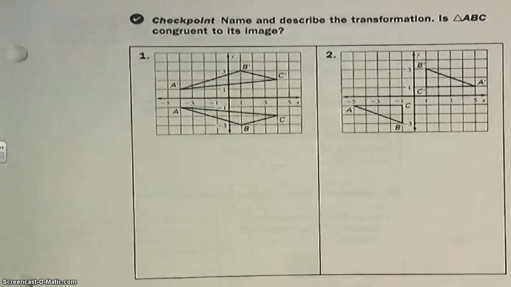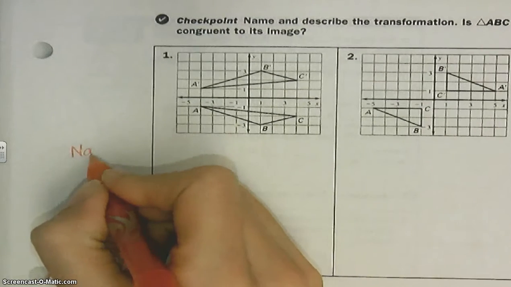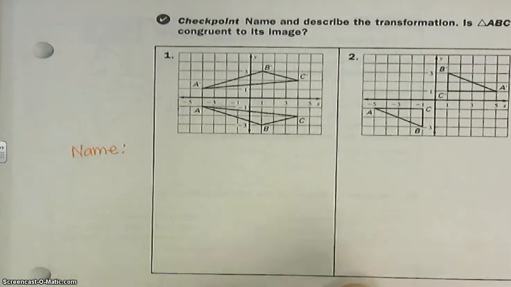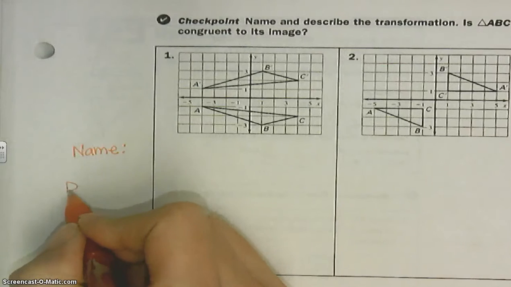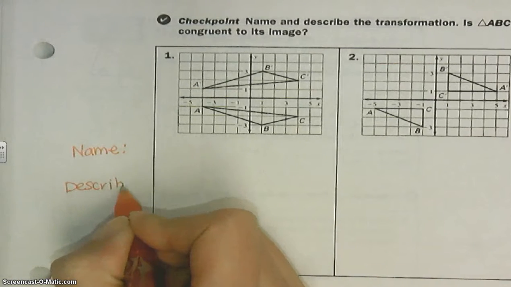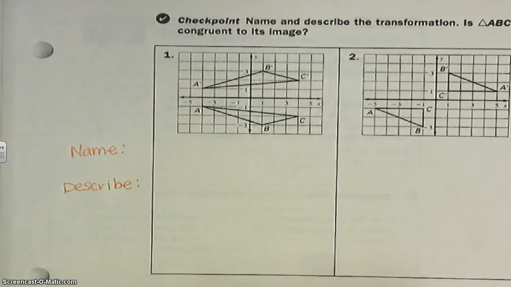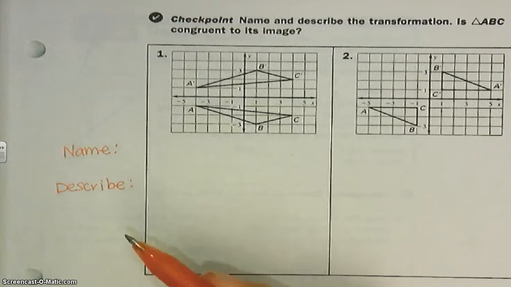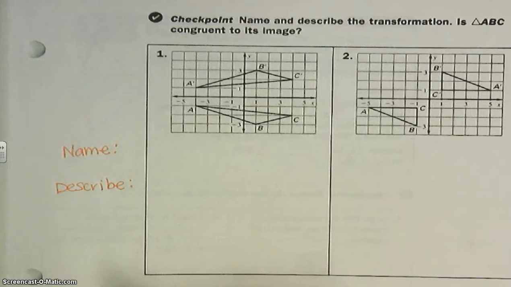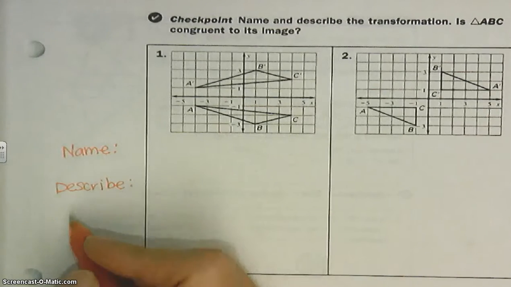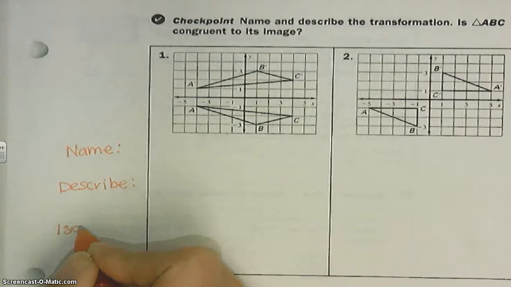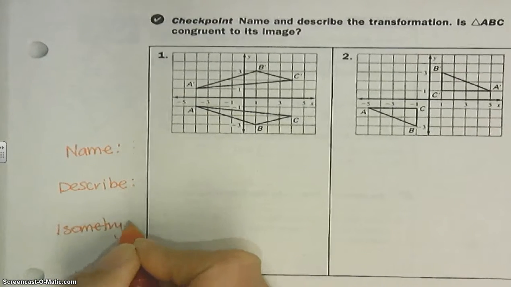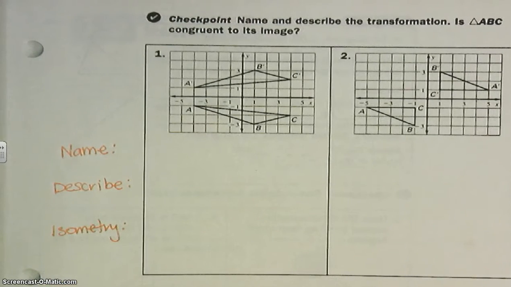All right, and I want you to do the checkpoints. You have to name. So use the list of those four: translation, reflection, rotation, dilation. Then you need to describe. So if it's a translation, tell me where it moved. How much over, how much up or down. If it's a reflection, tell me over what line. And if it's a rotation, tell me how many degrees. And then, is it an isometry? Did it preserve lengths? So pause the video now and try that on your own.